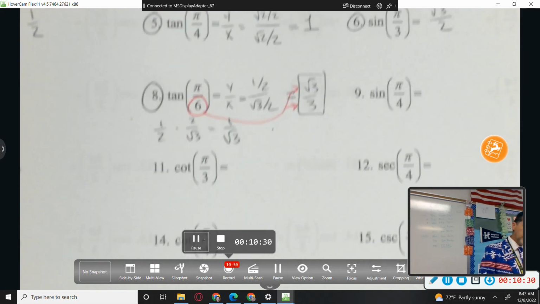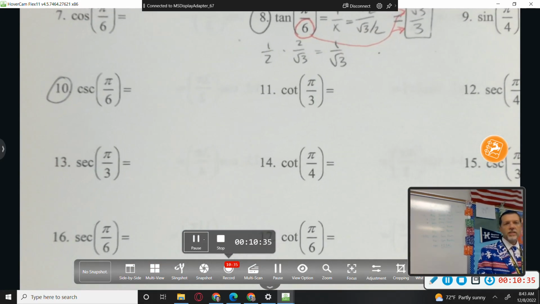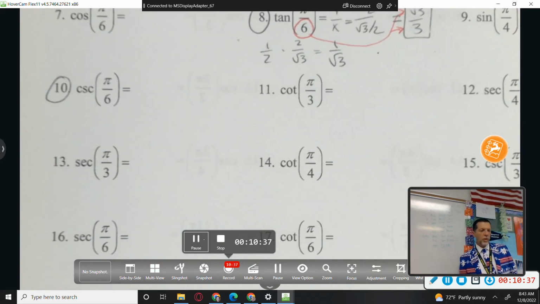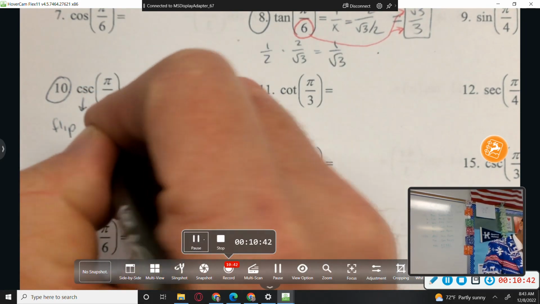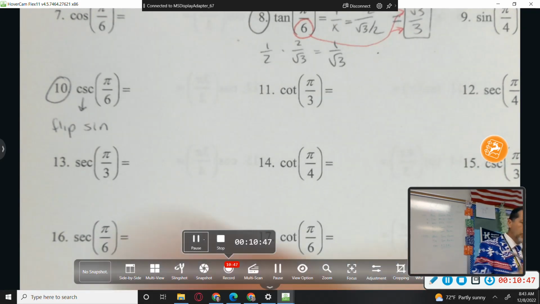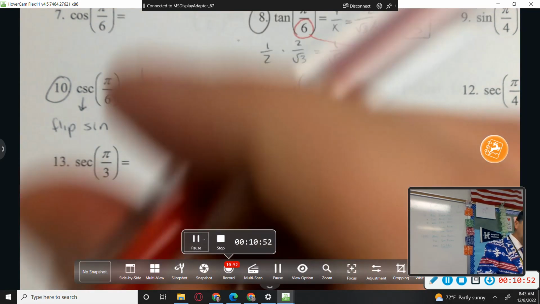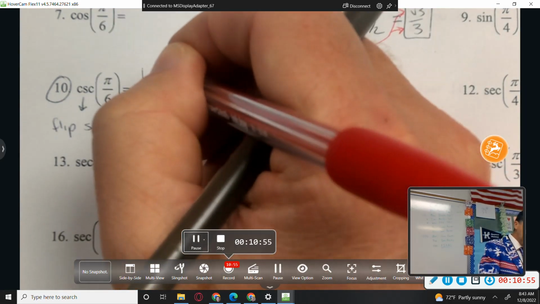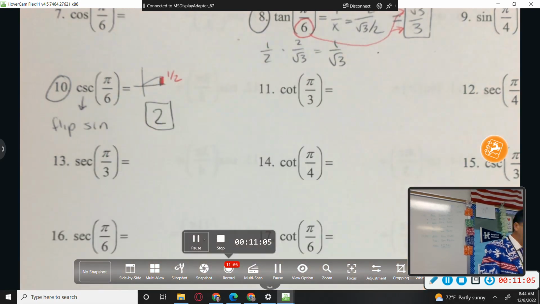All right, let's look at number 10. Cosecant. Who is cosecant partners with? Sine. So I need to flip the sine. So pi over 6, again, I'm not using the unit circle. Pi over 6 is the shallow angle. Sine is the y side. That's a half. But if I flip 1/2, what do you get? 2. So the answer is 2.